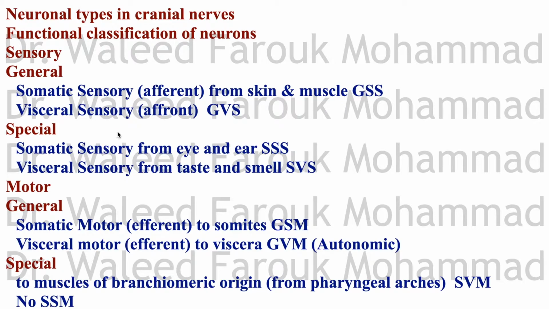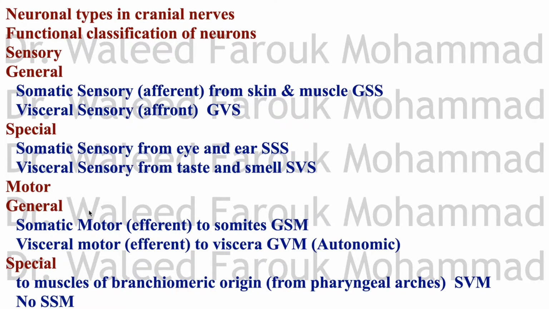Special types, we have the somatic sensations coming through vision and hearing. The vision and hearing are classified as somatic. And the sensations coming through taste and smell are classified as visceral sensory from taste and smell. For the motor functions, by the way, you will not find any sensation outside these four categories.